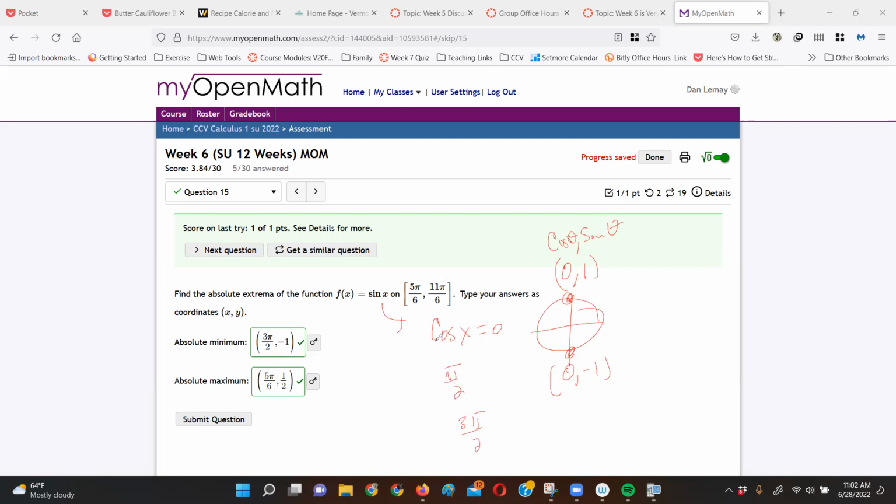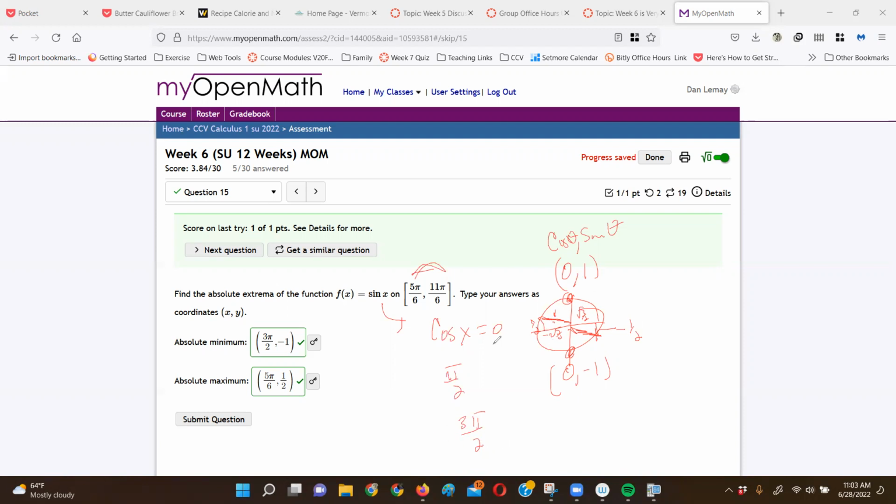But then they throw this closed interval. 5 pi over 6 is over here. Reference angle of pi over 6. So that's going to be 1/2, the square root of 3 over 2, and negative. And that's 1, of course. And 11 pi over 6 is over here, just 1 pi over 6 less than 2 pi. And that's -1/2, and that's positive root 3 over 2, because they're 30-60-90 right triangles, right?